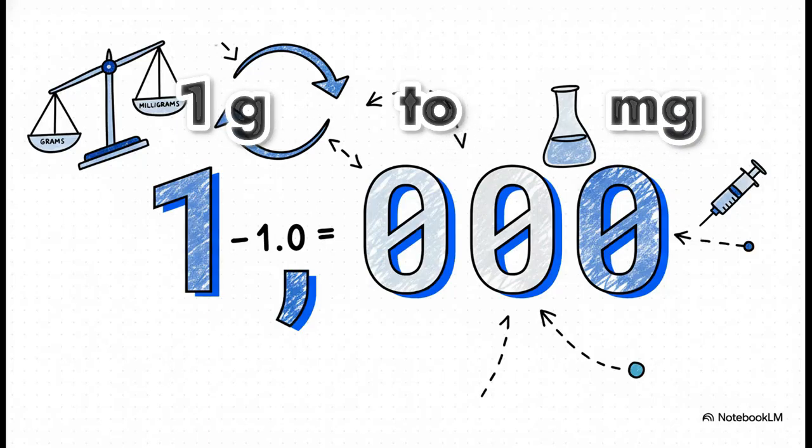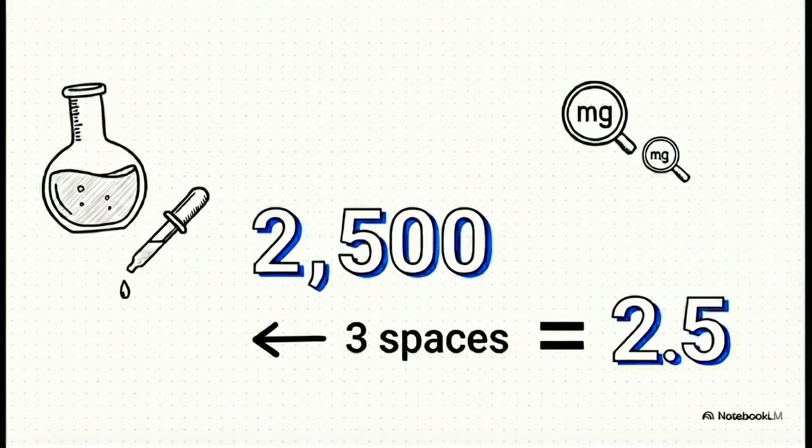Okay, let's see it in action. Say we need to convert 1 gram into milligrams. So we ask ourselves, are grams bigger or smaller than milligrams? They're bigger, so we follow rule number 1. Move the decimal 3 places to the right. 1, 2, 3. And boom, 1.0 gram becomes 1,000 milligrams. See? Simple.